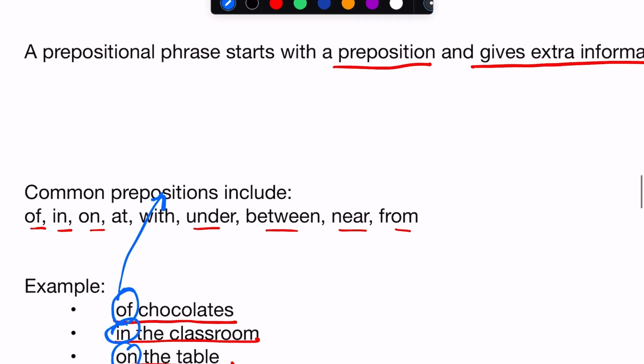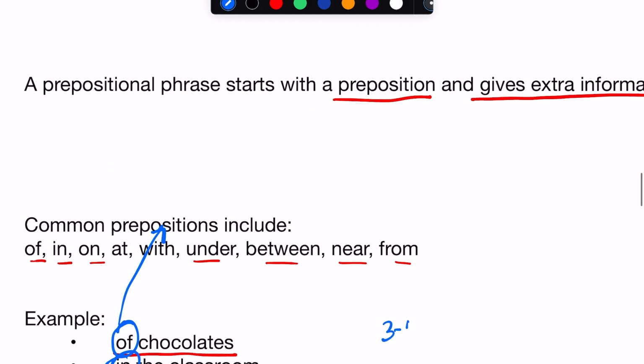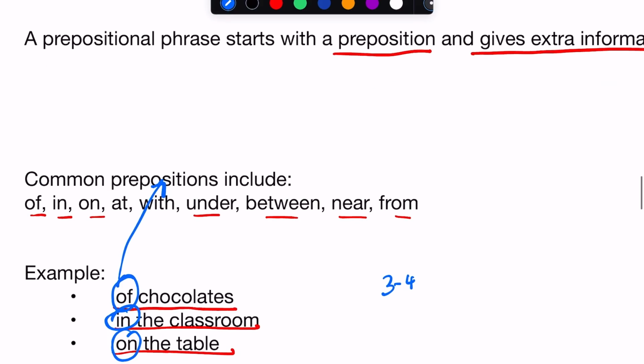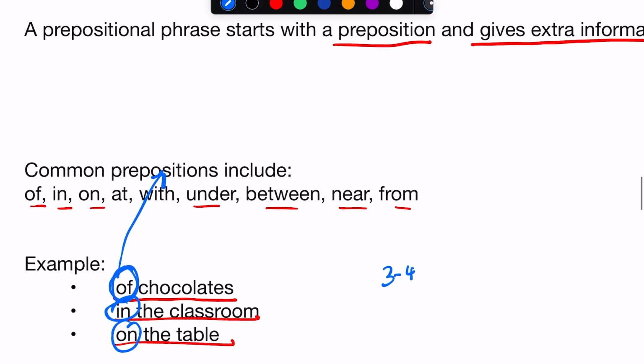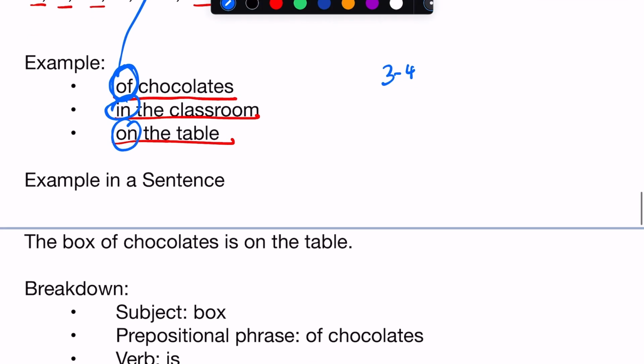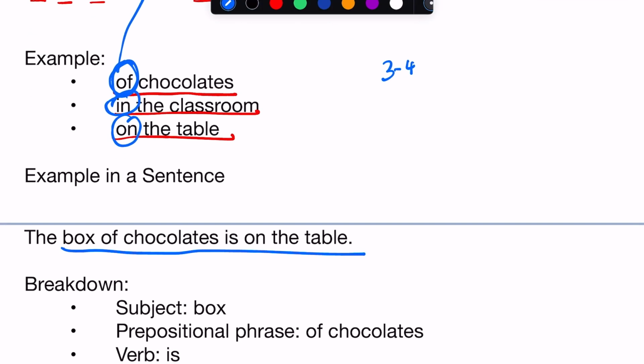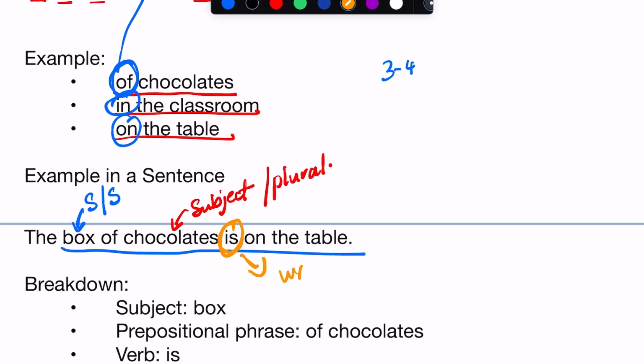When you have a prepositional phrase, which is maybe 3 to 4 words that starts with a preposition, you can usually ignore that. So let's have a look at this. In this example, boxes of chocolate is on the table. The correct subject is the box, and this is singular. Now, if you said chocolates is the subject, that means it's a plural subject, which means that the is would be wrong here.